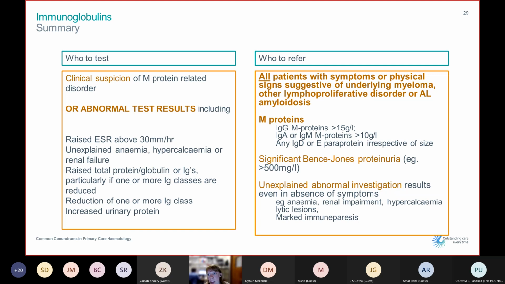All patients with symptoms or physical signs suggesting underlying myeloma or LPD or amyloid. And this can include M proteins, significant Bence-Jones proteinuria, or unexplained abnormal investigations.